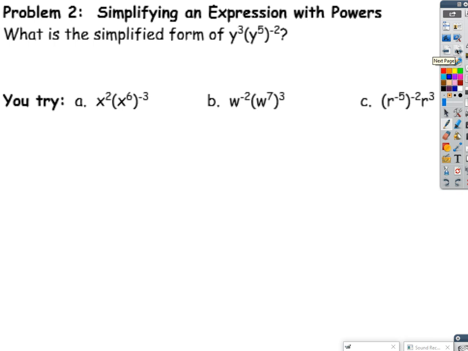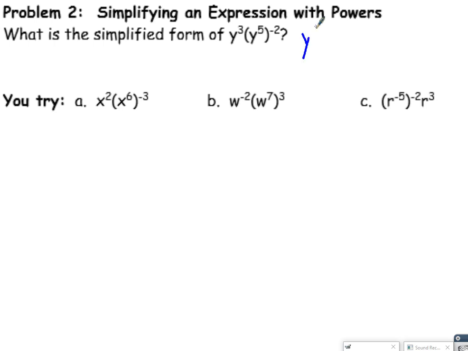Let's look at another example that's a little bit more difficult. What is the simplified form of y cubed times y to the 5th to the negative 2? First of all, we have to do the power to a power. So y cubed, and then we have to multiply 5 times negative 2. This now gives us y cubed times y to the negative 10.